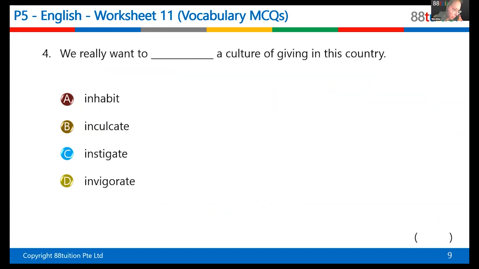Number 4. Some of you wrote the answer as A, inhabit. Do I see any other options? No, I don't. Why can't the answer be inhabit? Anyone? Do you know what inhabit means? Yes, Jakai? Means prevent. Yes, that's one meaning of inhabit, but what is another meaning? I wrote discourage, hold back, and prevent.